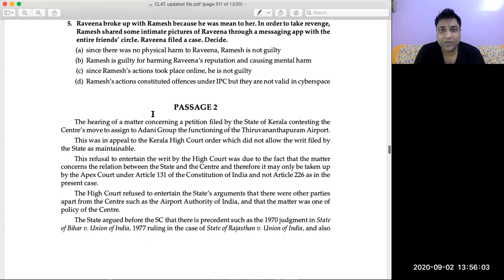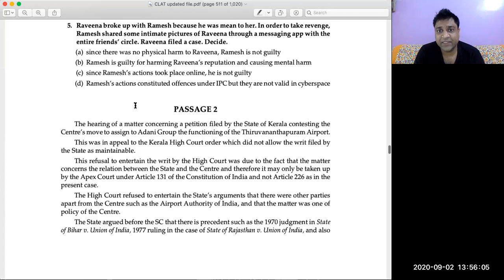Of course, sir, answers A and C are not correct because they say not guilty. Answer D, although it says that he is guilty under the IPC, says he is not guilty in cyberspace. Therefore, he is not guilty, which is again not the correct answer.